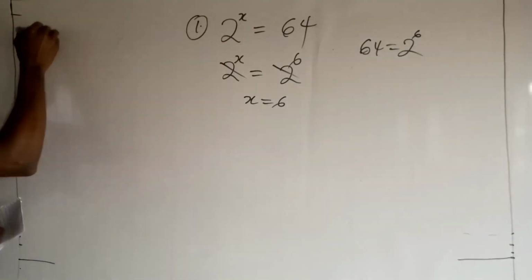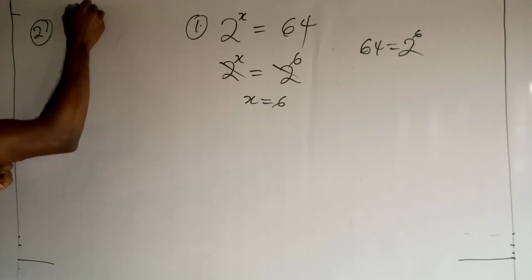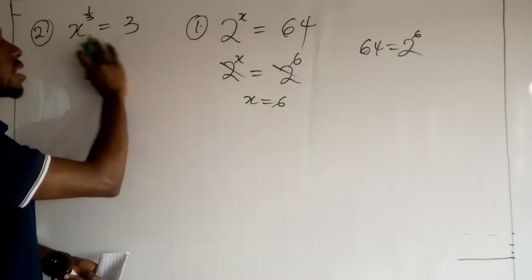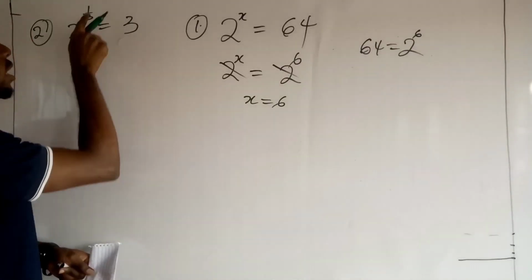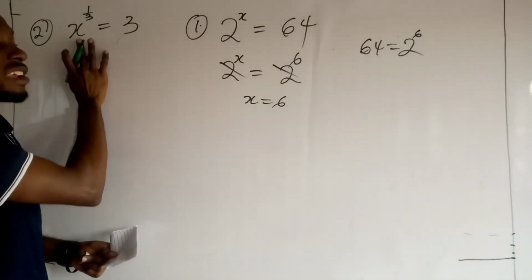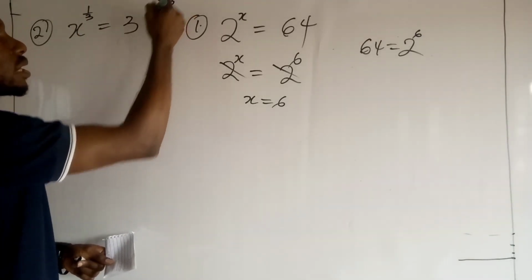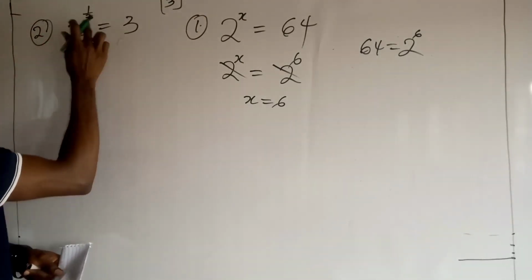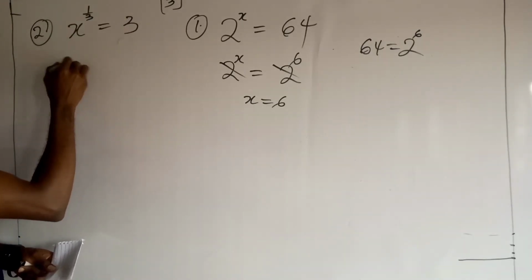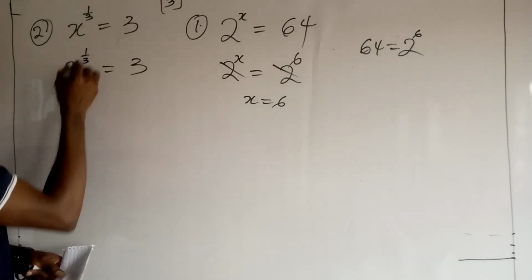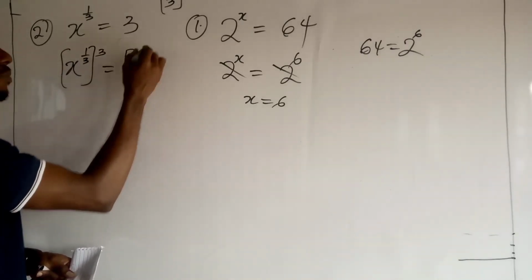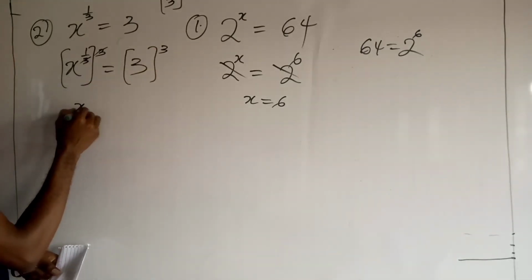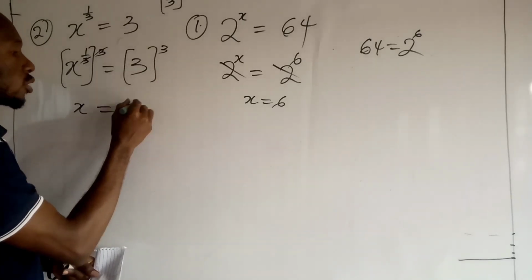Now question number 2. If I have x to the 1/3 power is equal to 3, I want to find the value of x. The idea is to take away the 1/3 to get the real value of x. The only way to take away 1/3 is by multiplying it by 3, so I'll take the power of 3 of both sides. Of course, we have x is equal to 3 to the power 3, which is just 27.